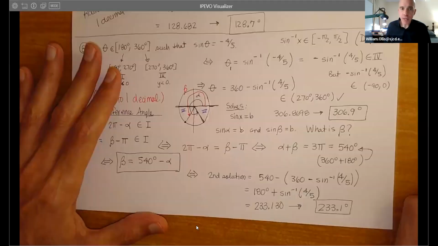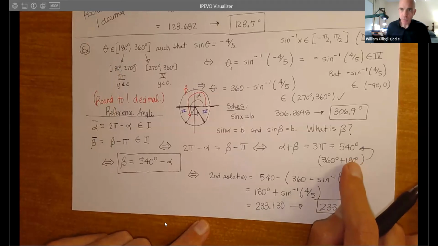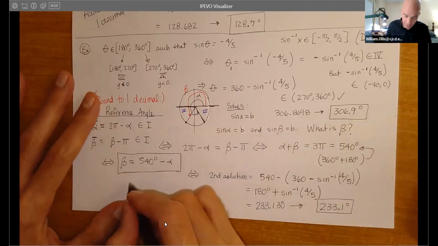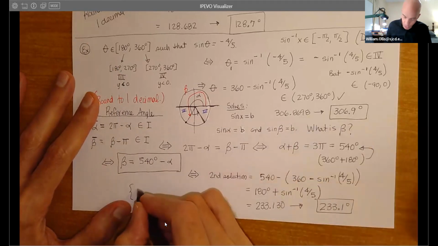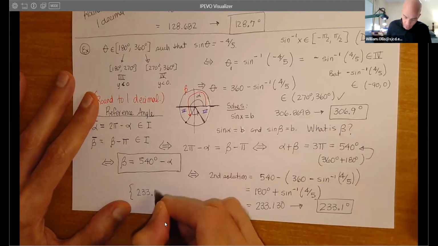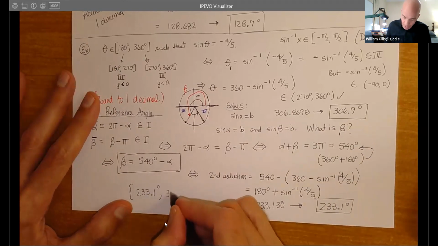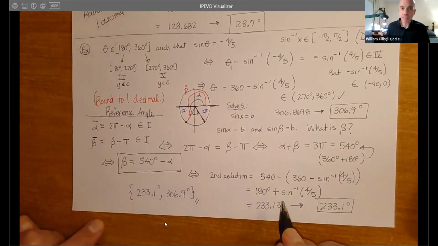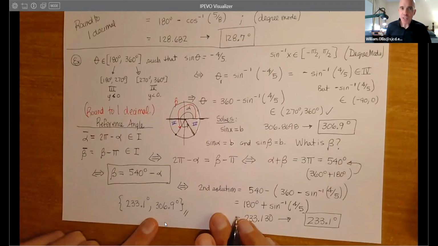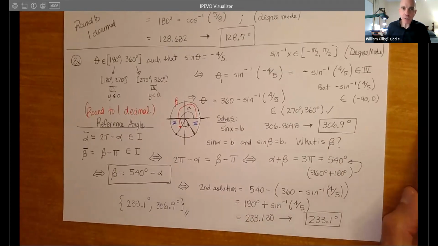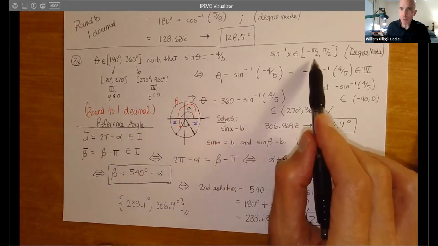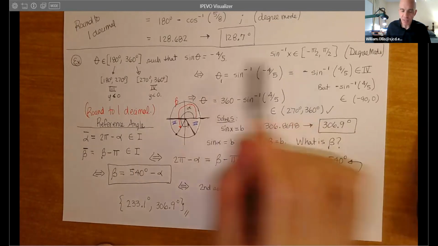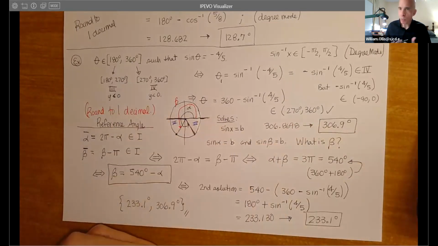So now, when we look at this, we have two solutions. And I'm going to state this formally. So now we can say, okay, well, 233.1 degrees, comma, 306.9 degrees, right there. So this is not a simple problem like the cosine function, basically because the output of the inverse sine doesn't agree with this. So that gives you the additional complexity.